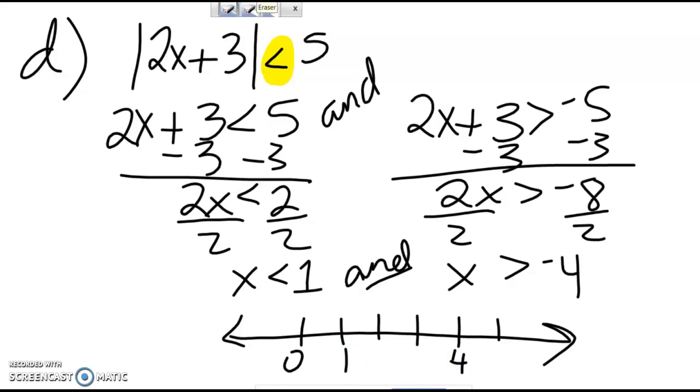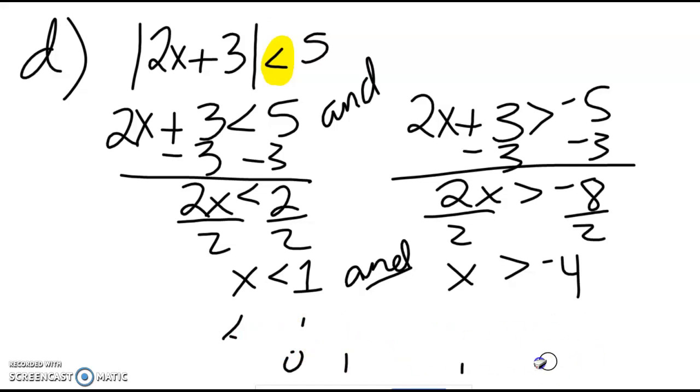Because I was looking at that number line thinking that's not going to work. And it's because it needs to be negative 4. Thank you.